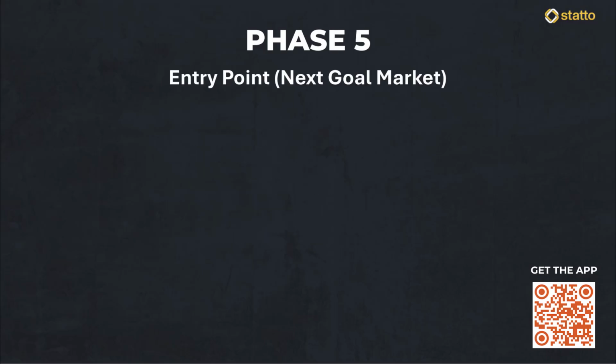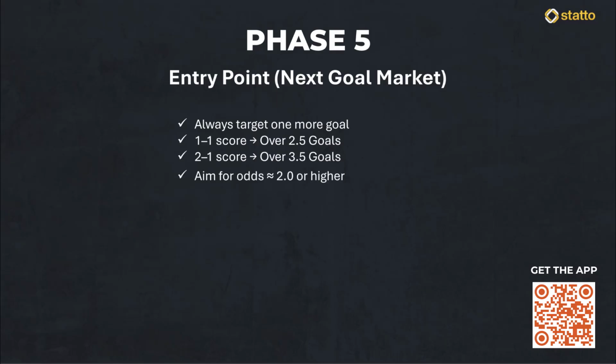Finally, phase 5 is your entry point, and this is where everything comes together. You're looking to back the next goal market, which means taking the next overs line based on the current score. So if the score is 1-1, you're backing over 2.5 goals. If it's 2-1, you're backing over 3.5 goals. You're always targeting one more goal in the match.